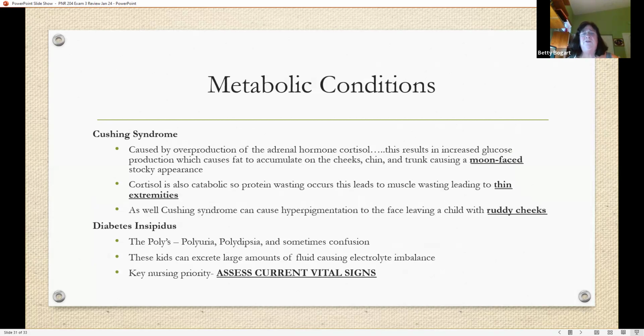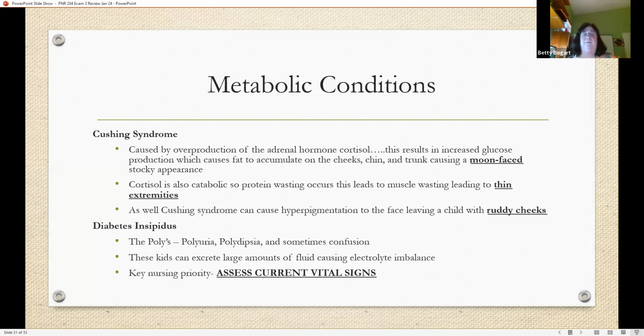Cushing is too much cortisol. This is too much steroids. And what do you see with this? Well, many times these children have big round moon faces, these red ruddy cheeks, they call it. And remember, with Cushing syndrome there's going to be what we call protein wasting. So your muscles are going to be thin and really not normal size. So you're going to have skinny arms, thin legs, but the body, the trunk, the neck is all going to be big and pudgy. Okay?